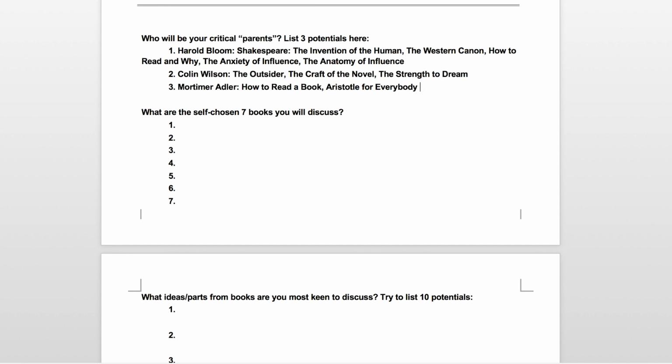Try and find 3 people where you can just read their stuff. You don't have to take things as point blank. In fact, it's good if you don't, but have some sort of touchstone. It will make things a lot easier. And then, okay, the self-chosen books.